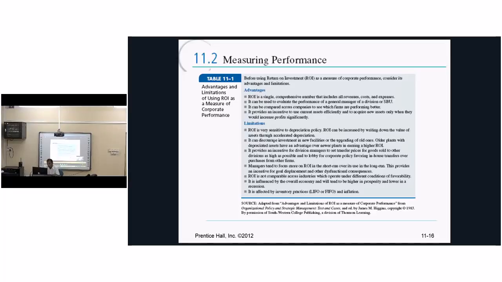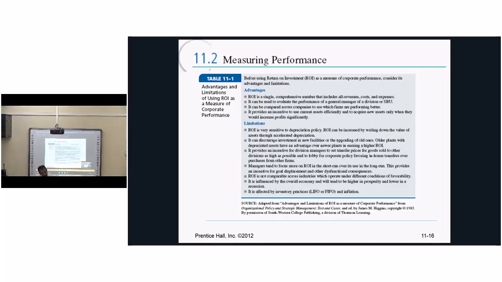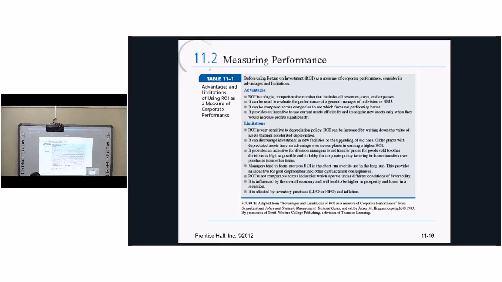And ROI is more of a short-term measure. In the long run, you may have different things to look at. Again, your inventory practices, whether you are following LIFO or FIFO, and inflation, it gets changed. So if you are measuring your business performance solely on ROI, then you need to be really careful about having a single measure.